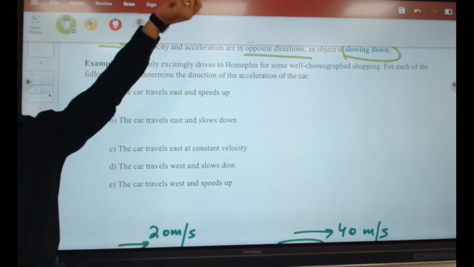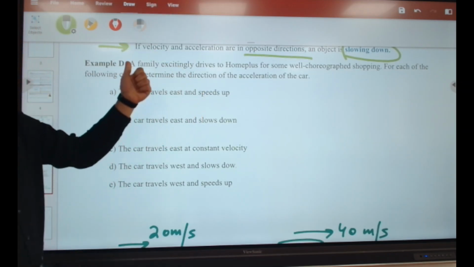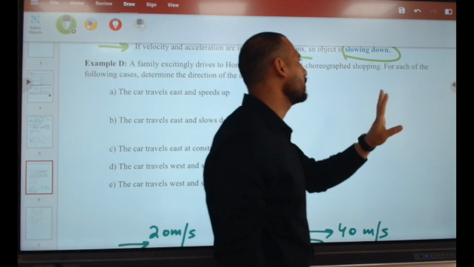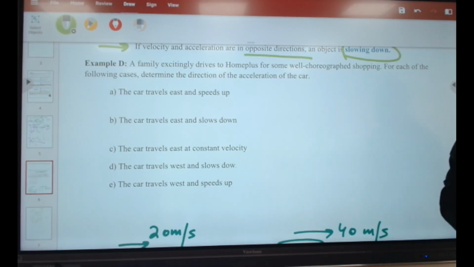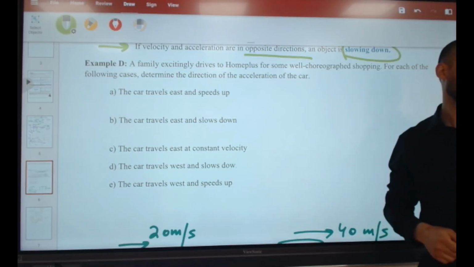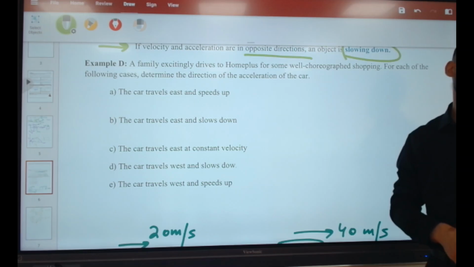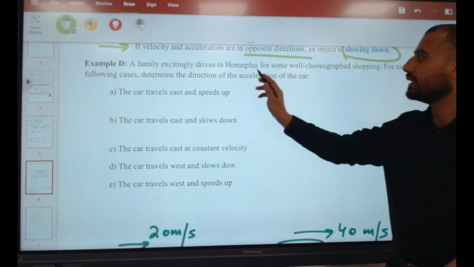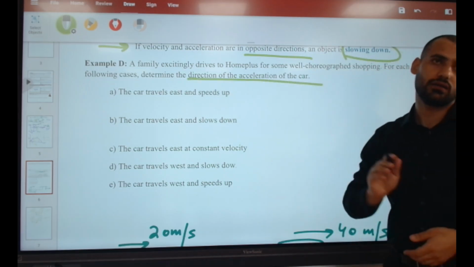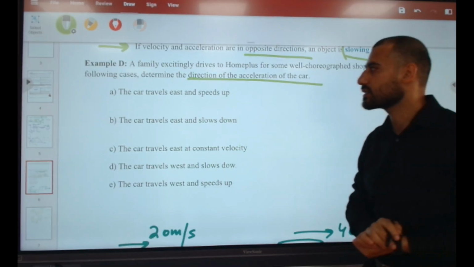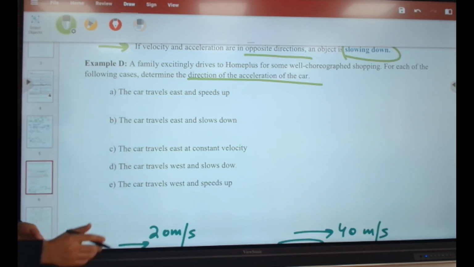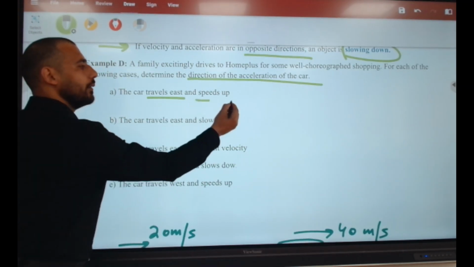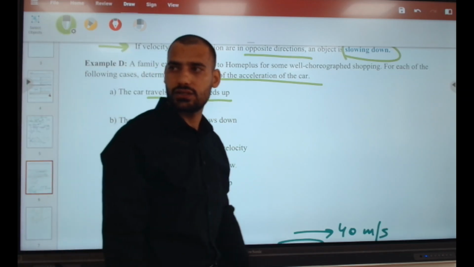If you understood the concept of acceleration, now tell me. A family excitingly drives to Home Plus for some well choreographed shopping, okay? They want to make their place aesthetic, and now they are going to Home Plus to purchase some stuff. For each of the following cases, determine the direction of acceleration of the car. The car travels east, and it is speeding up. What will be the direction of acceleration?